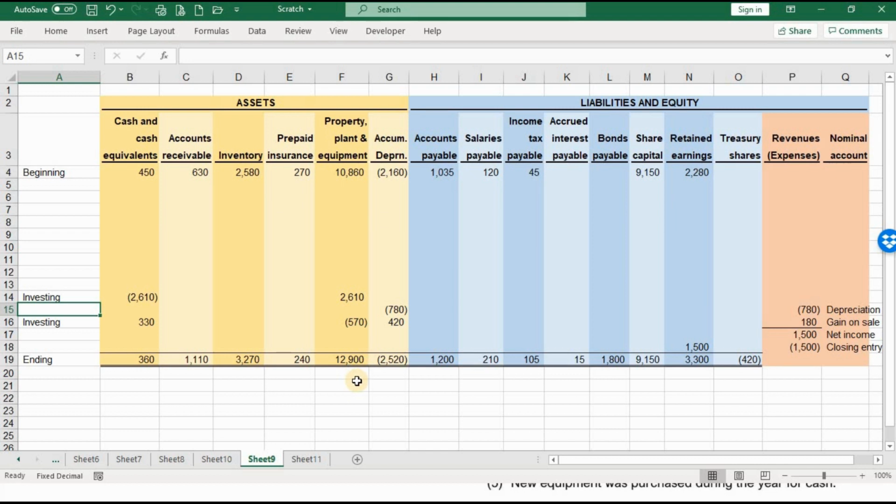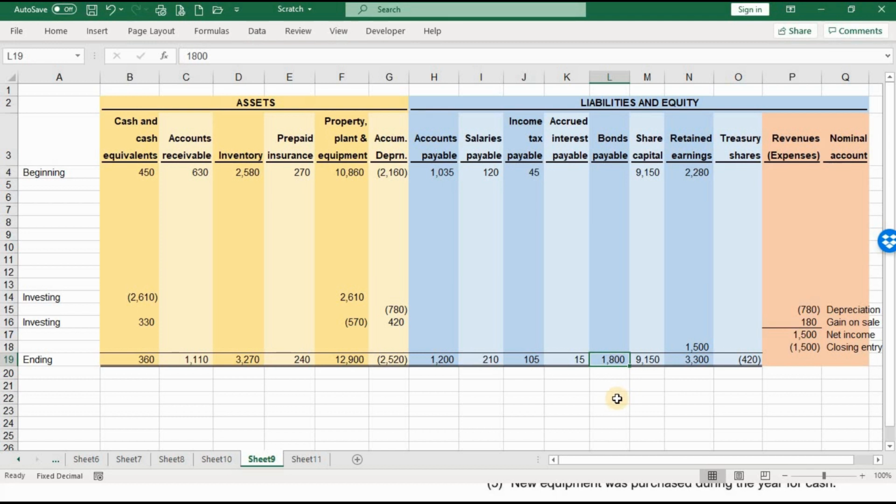Now let's proceed to financing activity. Let's start with the non-current liability, bonds payable. The ending balance is 1,800. We have no beginning balance on bonds payable, which means there is a transaction during the year that resulted in the increase in bonds payable.